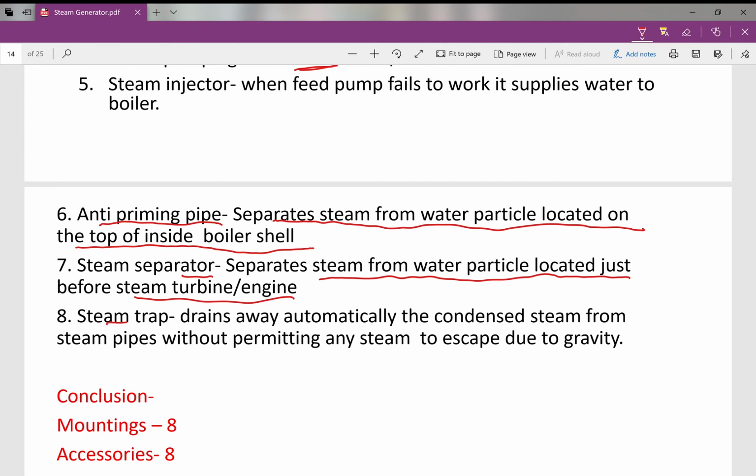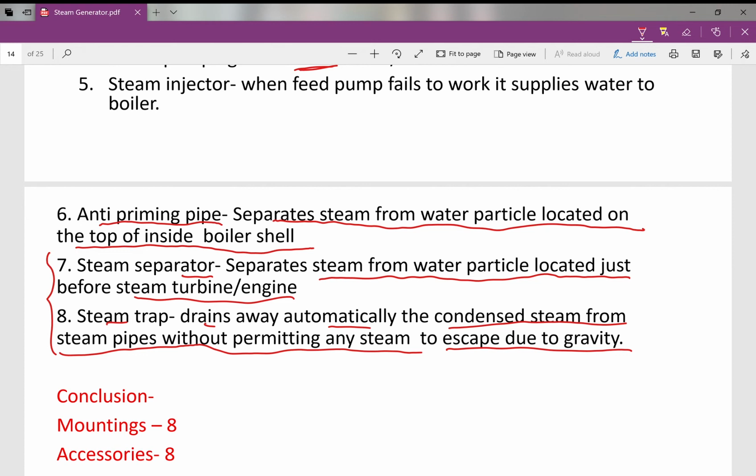Now come to the last one, the steam trap. This steam trap drains away automatically the condensed steam from steam pipes without permitting any steam to escape, due to gravity. These devices 7 and 8 are generally connected very near to the steam engine or steam turbine.